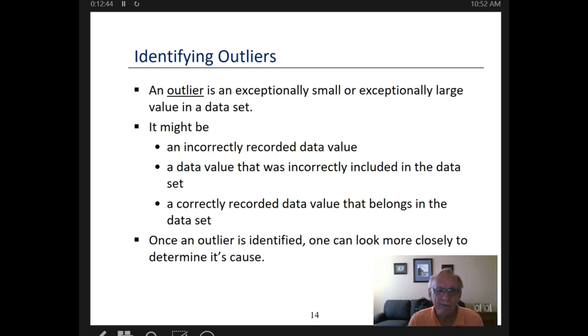So now we can identify outliers. We're going to start looking at how to do that. An outlier is an exceptionally small or large value in a data set. It might be that maybe you recorded the data incorrectly. Maybe it doesn't belong in the data set. Once an outlier is identified, you can look more closely to determine its cause.